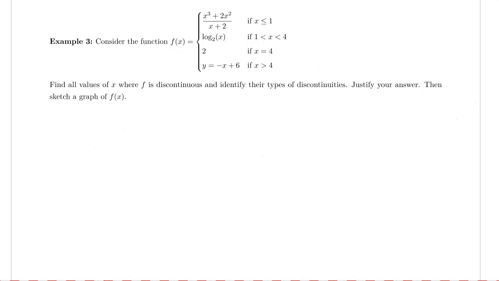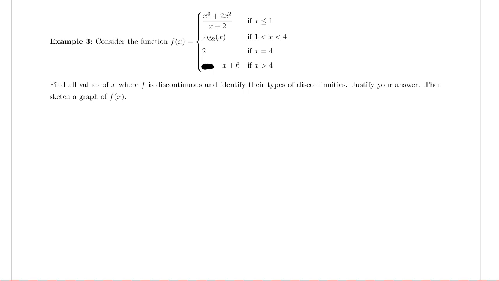Example 3 says consider the function f of x defined by this piecewise function. Also, there is a slight typo here. This should not be here, and it should just say negative x plus 6. Find all values of x where f is discontinuous and identify their types of discontinuities, justify your answer, then sketch a graph of f of x. I'm actually going to start off with a graph to help me identify where the discontinuities are.